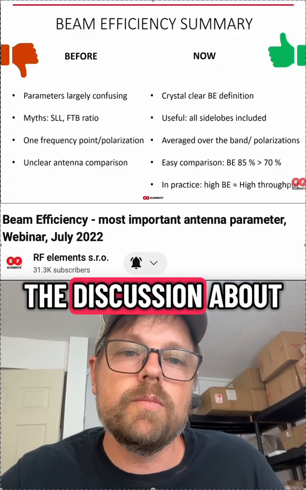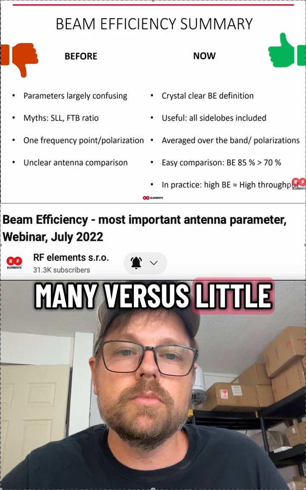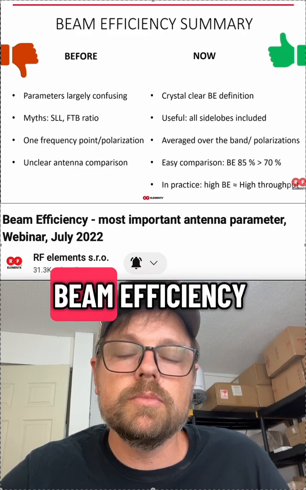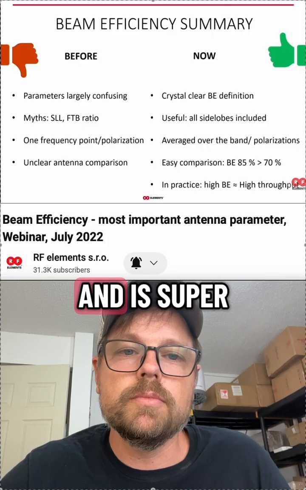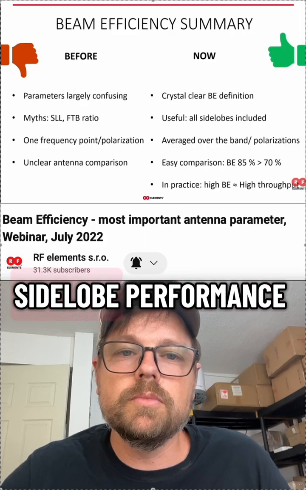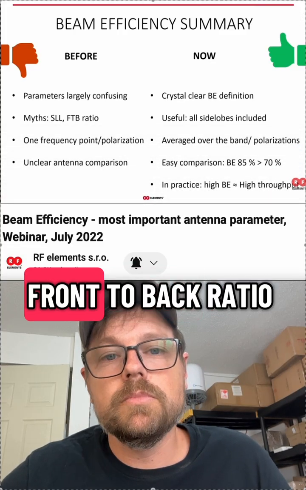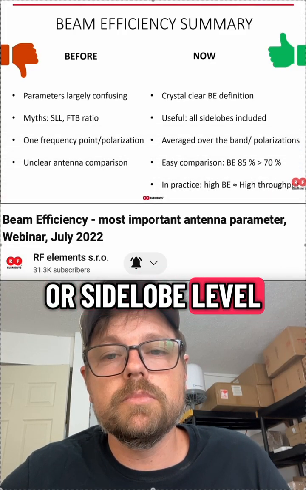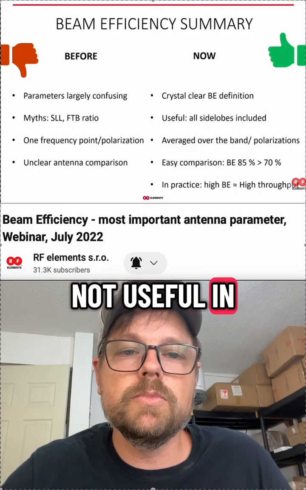So beam efficiency is a very practical antenna parameter. Before, the discussion about the side lobes was limited to many versus little or yes versus no. Beam efficiency provides a number from 0 to 100%, and it's super easy to compare side lobe performance of antennas. A little too easy. Now, the front to back ratio or side lobe level are parameters that are really not so important, not useful in the WISP industry.